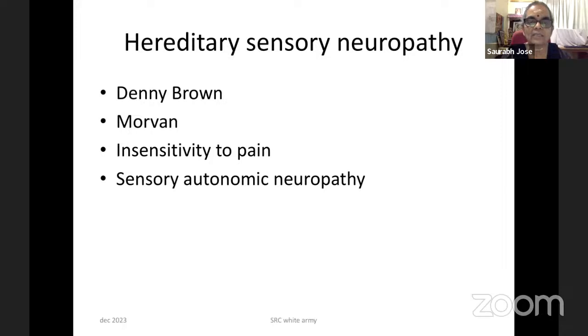And next is the sensory autonomic neuropathy. These children have poor autonomic regulation. Because of that, they have heat intolerance. So when they are young, most of the time they want to be under the tap. So we think that they are playing with water, but they are poikilothermic. They are not able to do temperature regulation. Mostly they have heat intolerance.